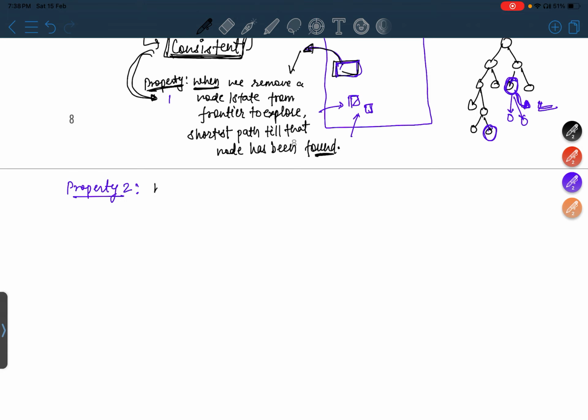और सिंपल में, all the f values are non decreasing.